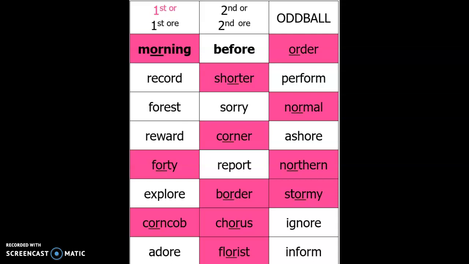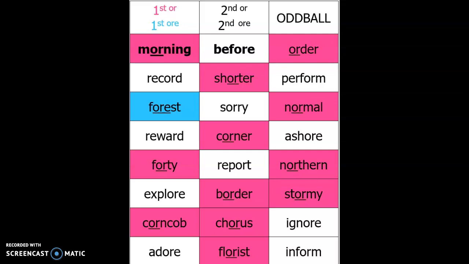Now there is one more word hiding in there that has an OR sound in the first syllable, and that is the word forest, except it's spelled different. So I'm going to get my second color, and I'm going to highlight the other example in blue, and I'm going to find forest, O-R-E, forest. That is the first syllable, but it's spelled differently. So that is the only one in the first syllable, O-R-E.